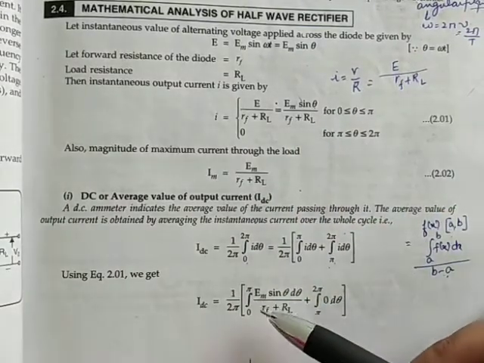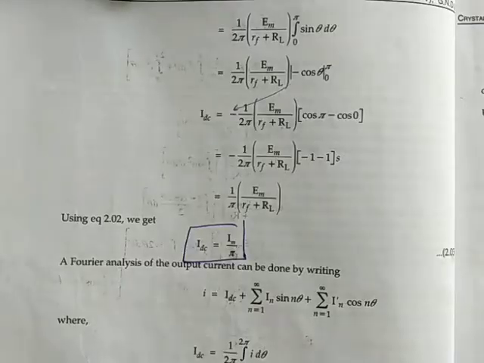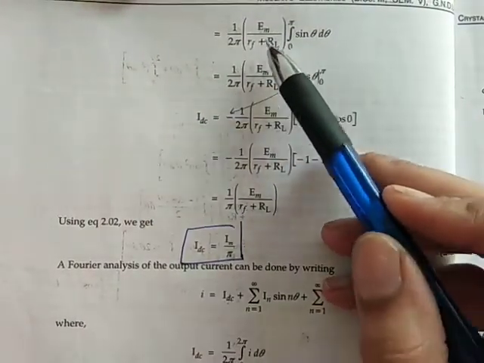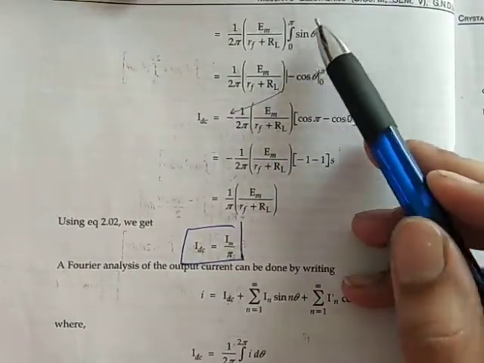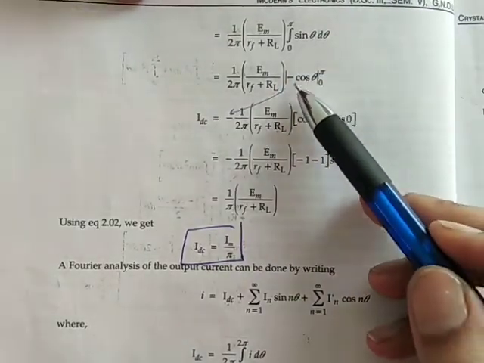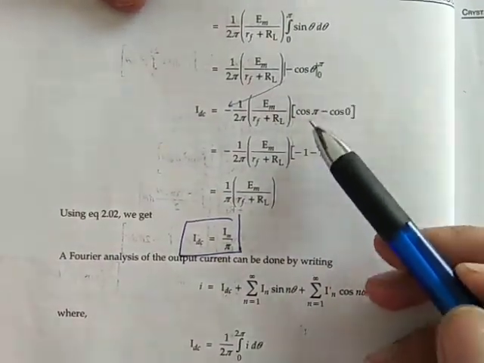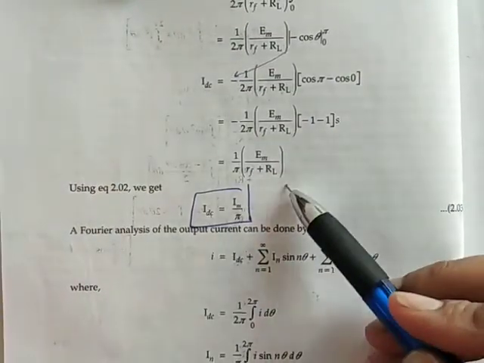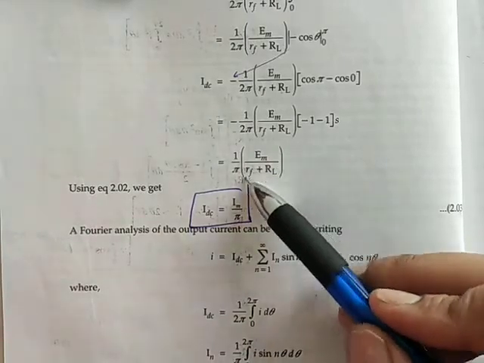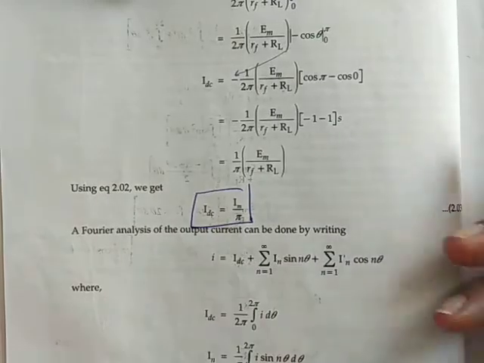You simply integrate this to find the IDC. The constant terms are taken outside, and only sin theta is integrated, which results in minus cos theta. Then the upper and lower limits are substituted to give this value. So IDC is equal to Im upon pi, where Im was the maximum value of current. So Im upon pi is the IDC value.